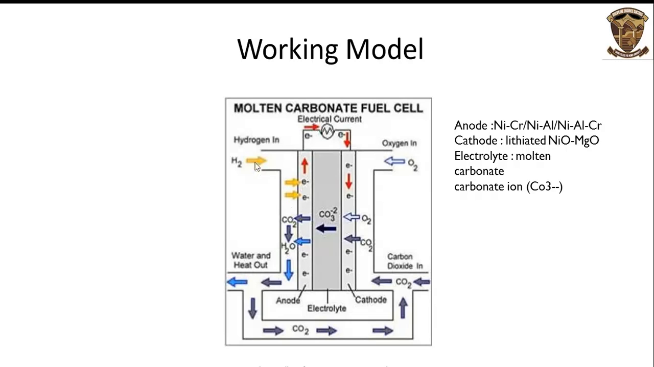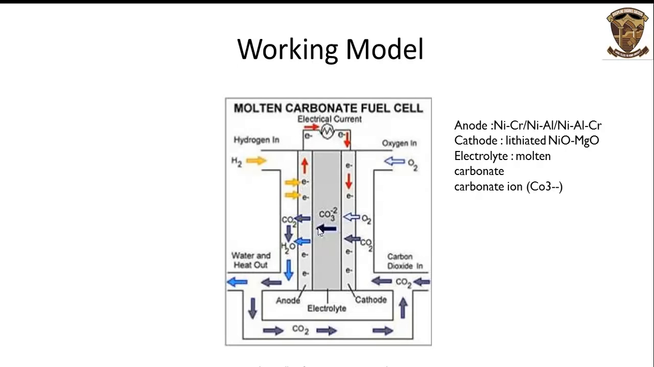In the molten carbonate fuel cell, hydrogen is provided on the anode side, where it decomposes into electron and hydrogen ion. This electron moves into the outer circuit and reaches the cathode. On the cathode side, oxygen as well as carbon dioxide is provided. This carbon dioxide combines with oxygen and the incoming electron and forms carbon trioxide, or carbonate ion.